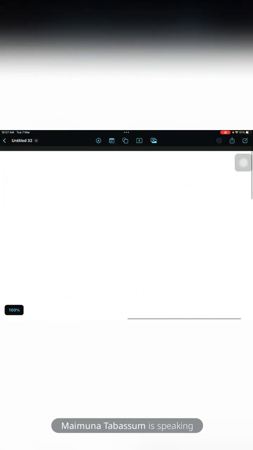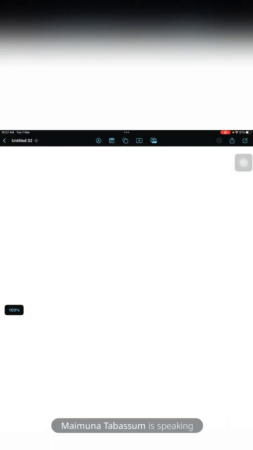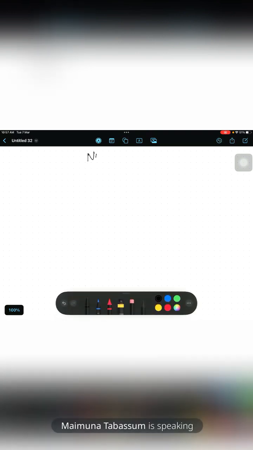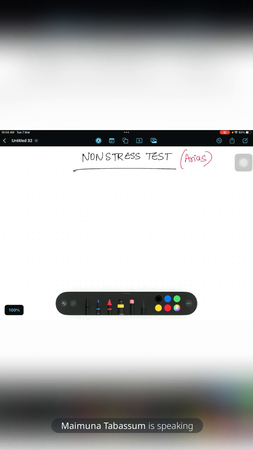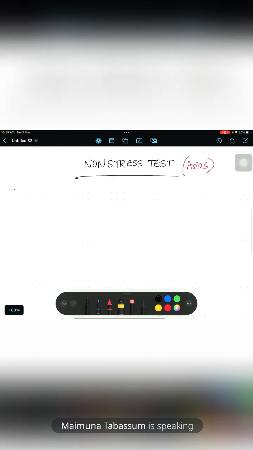Hello doctors, today we are going to discuss the most important topic in our day-to-day life and also for the exam, that is the non-stress test. Where to read this? This non-stress test is beautifully given in Dutta. So what is a non-stress test? The non-stress test indicates fetal well-being.